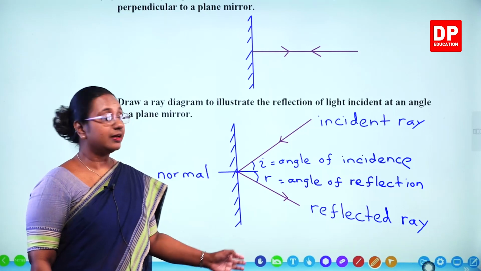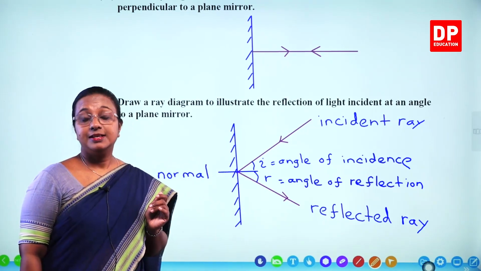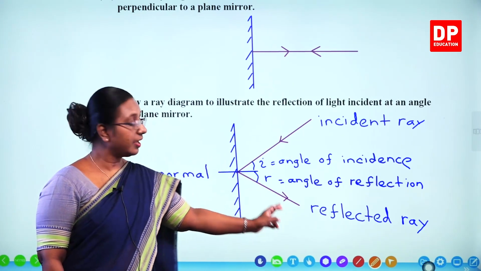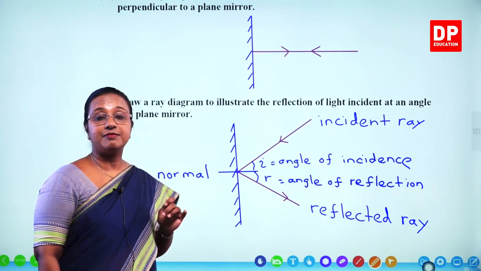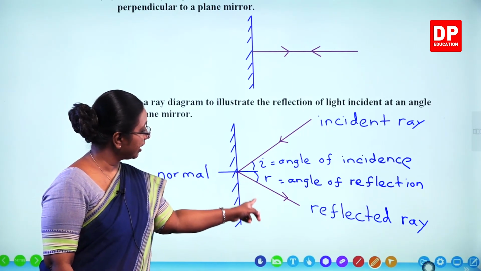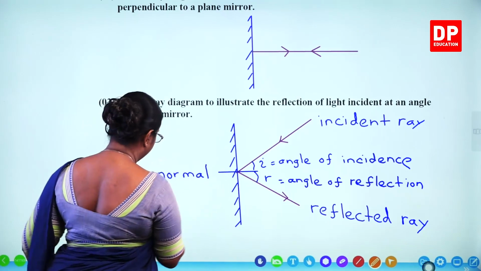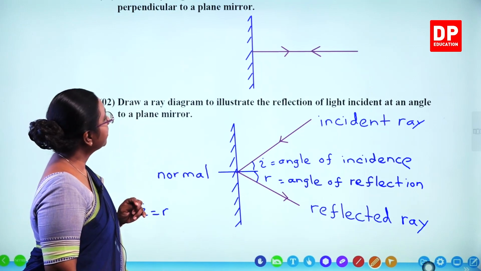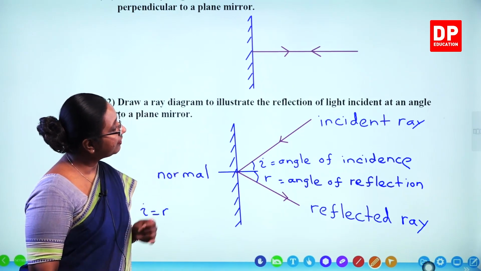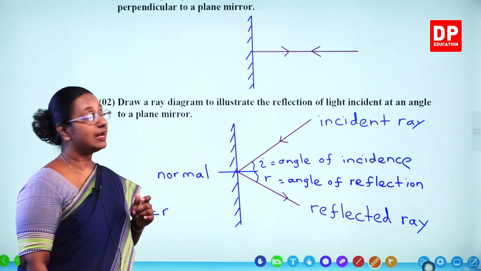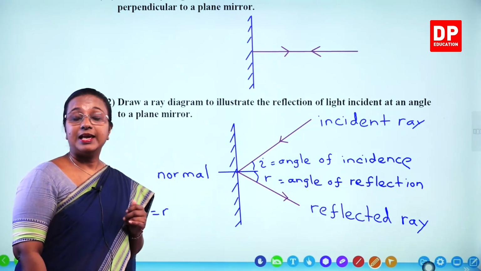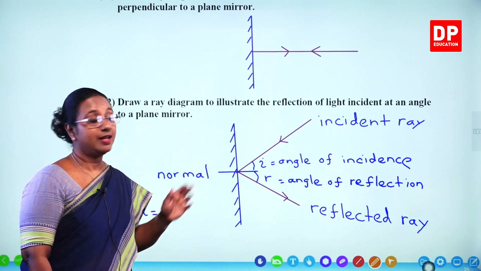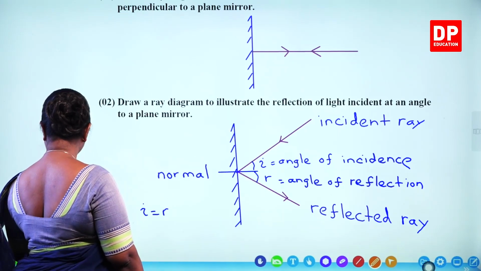So in this diagram, I have included all the necessary information. The plane mirror, incident ray, reflected ray, then the incident angle and the reflected angle. And you know they are equal. If you want, you can write that as well. I equals R. So draw a ray diagram to illustrate the reflection of light incident at an angle to a plane mirror. We have done that here. I am sure you also got your diagram correctly. Now I will move on to the next one.